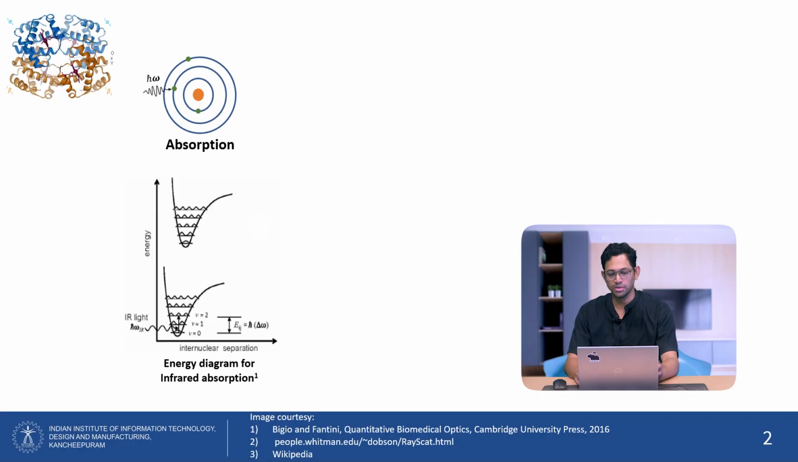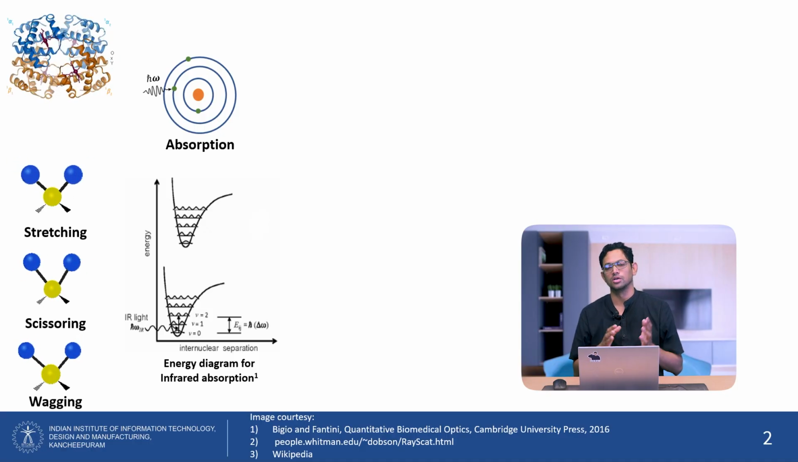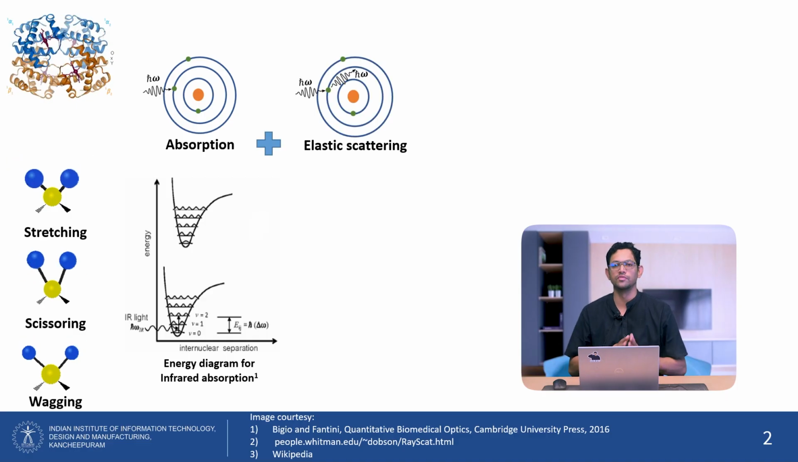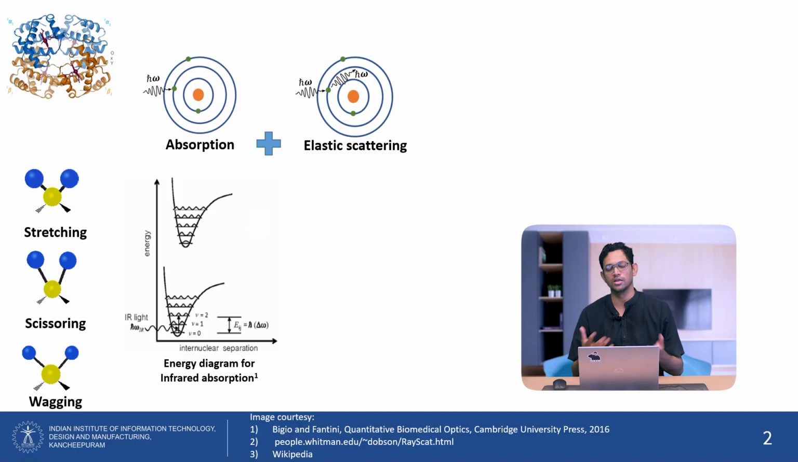One is absorption. Once you shine the light, the light is absorbed within the vibrational levels of the ground electronic state, and this energy that it absorbs ends up in different vibrational modes such as stretching, scissoring, and wagging. There are 6 more modes of how the molecules actually vibrate. Then we talk about 2 different kinds of scattering, that is elastic scattering, where there is no loss of energy, and inelastic scattering, where there is some loss of energy.